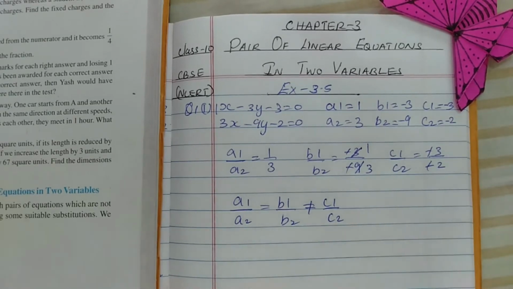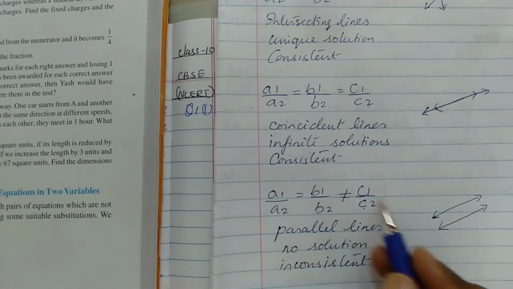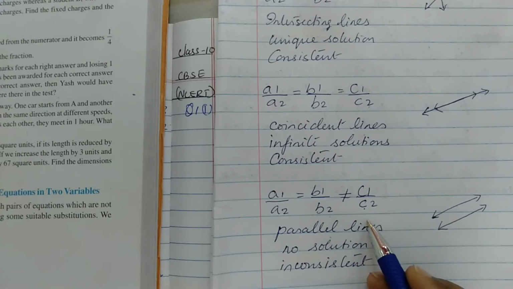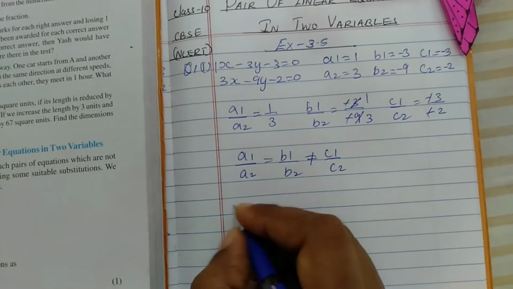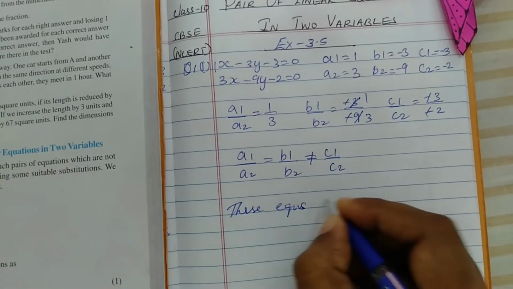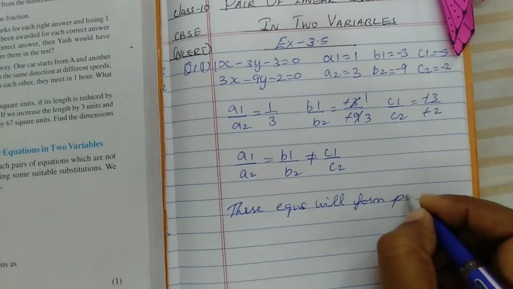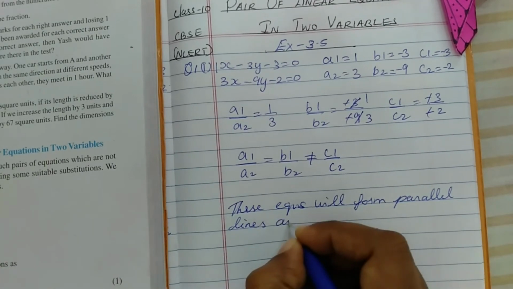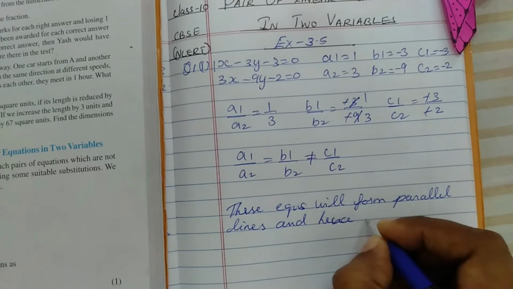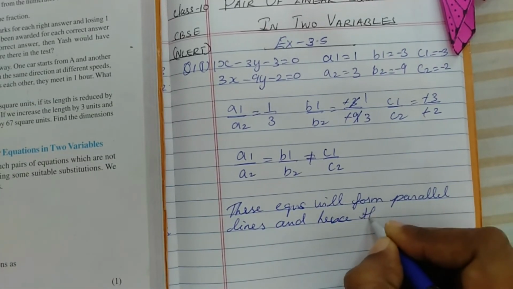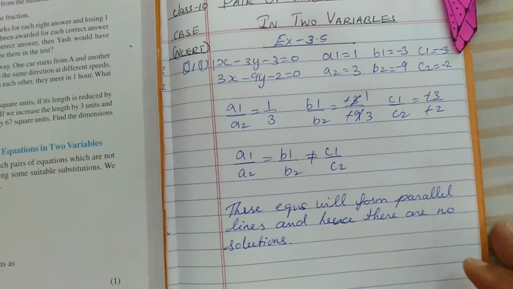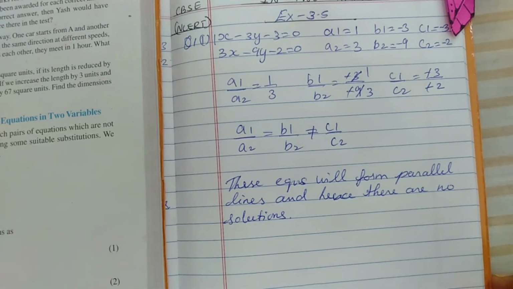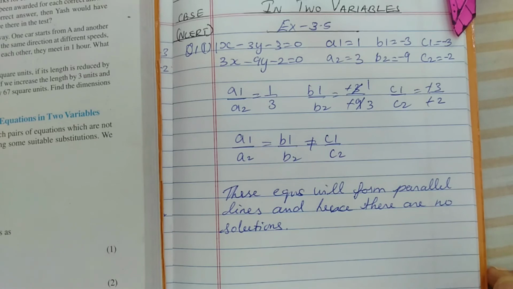So therefore here we saw that when it satisfies this criteria, a1 by a2 is equal to b1 by b2 is not equal to c1 by c2, they form parallel lines, so they won't give you any solution. So let's write it. These equations will form parallel lines and hence there are no solutions. So since they do not give us any solution, we cannot go ahead for finding x and y. So if they give us a unique solution, then we will have to use the cross multiplication method to find it. So that's all for now.